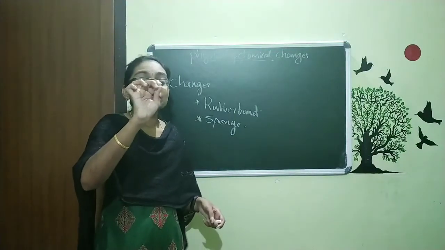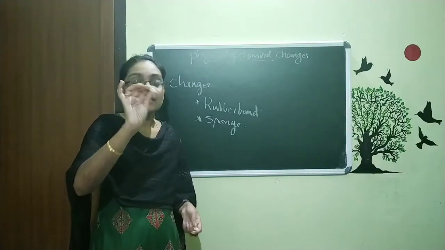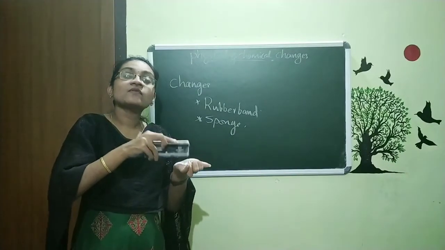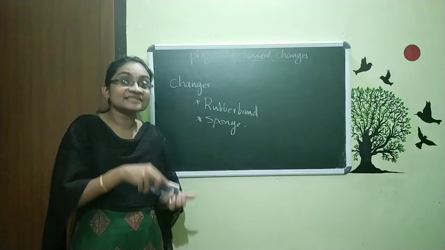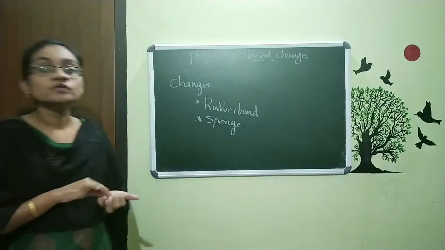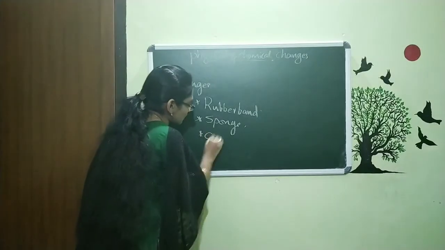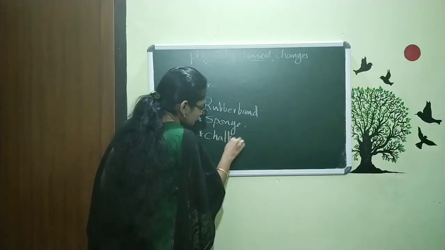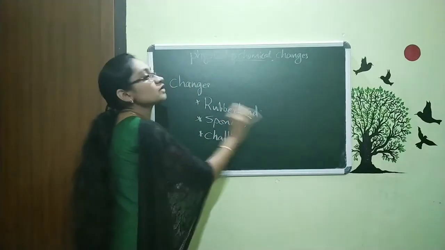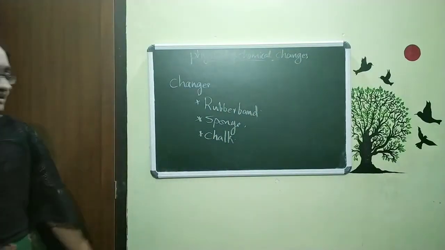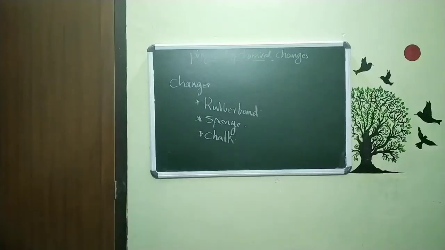And when I give force on this, what happens? Or when I just take this and hit with this duster, what happens? You can see that this chalk is turned into chalk powder. So the change occurs on chalk. That is, this chalk turned into chalk powder when we are just hitting this chalk piece with a certain hard substance. That is the next example.